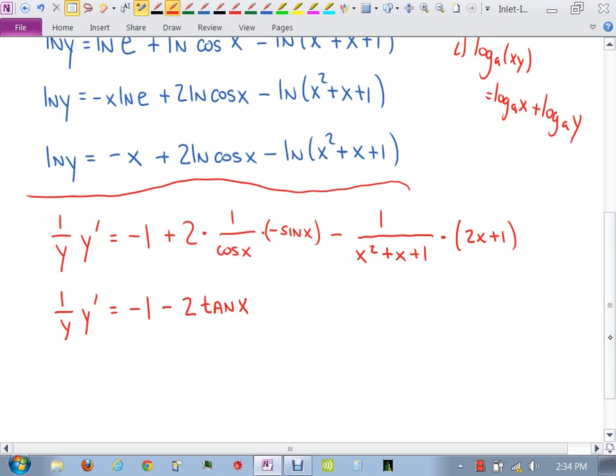I'm going to clean that up. Sine over cosine's tangent, right? And it's negative, so negative 2 tangent x. And then minus 2x plus 1 over x squared plus x plus 1. And then I'll multiply both sides by y, right? So I'm just going to throw that y out in front of all of them.